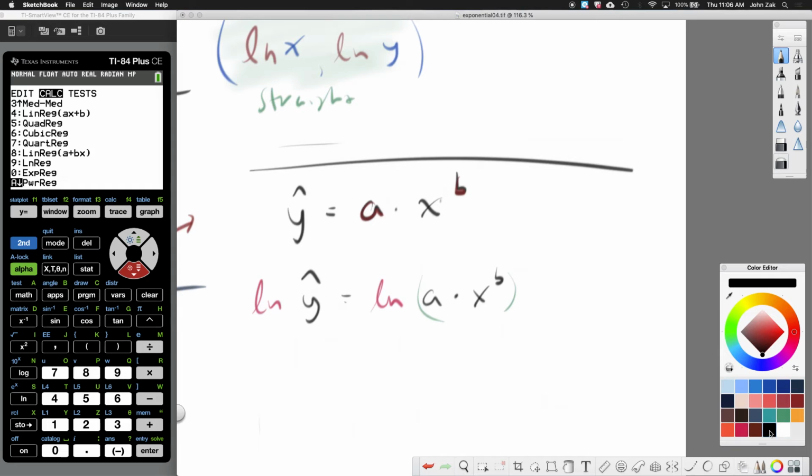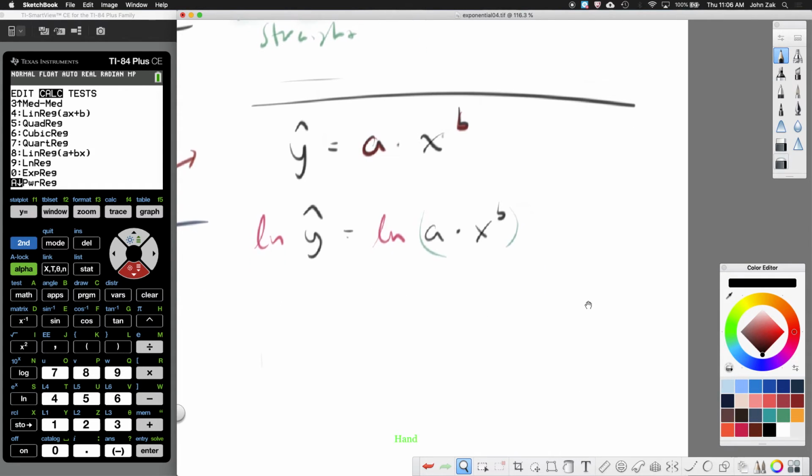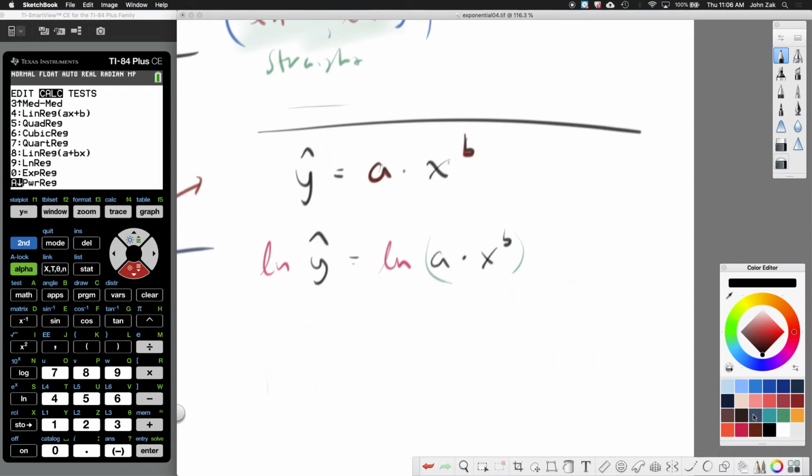Okay, so that's nice. Now, what happens? Well, let's simplify the right-hand side here. I already have the natural log of y hat. If I had the natural log of the product of two things, then you should remember by laws of logs, that would be the same thing as the natural log of a, but then plus the natural log of the other product that I have here, the natural log of my other term, x to the b power. That's perfectly fine. Remember that the product of two things can be broken down into the sum of two separate logs, and that's kind of nice. So let's simplify further.